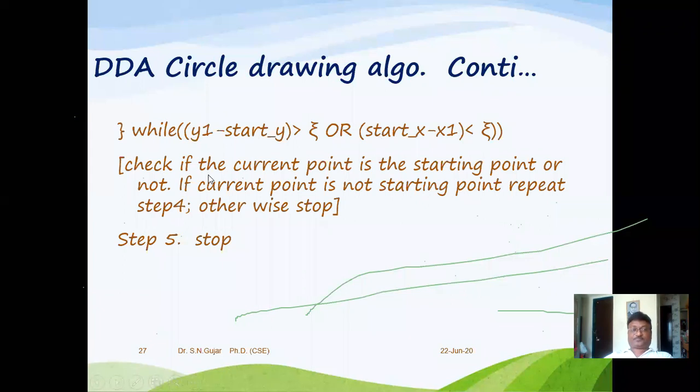Complete this. Check if the current point is the starting point or not. Why am I checking this? Because of the current point being the starting point or not. If not, then you have to go to step 4 again and repeat these steps. If not, then you have to stop. So if the current point is not the starting point, repeat step 4. If the current point is the starting point, means you have reached the starting point, then you have to stop here. So this is the algorithm.